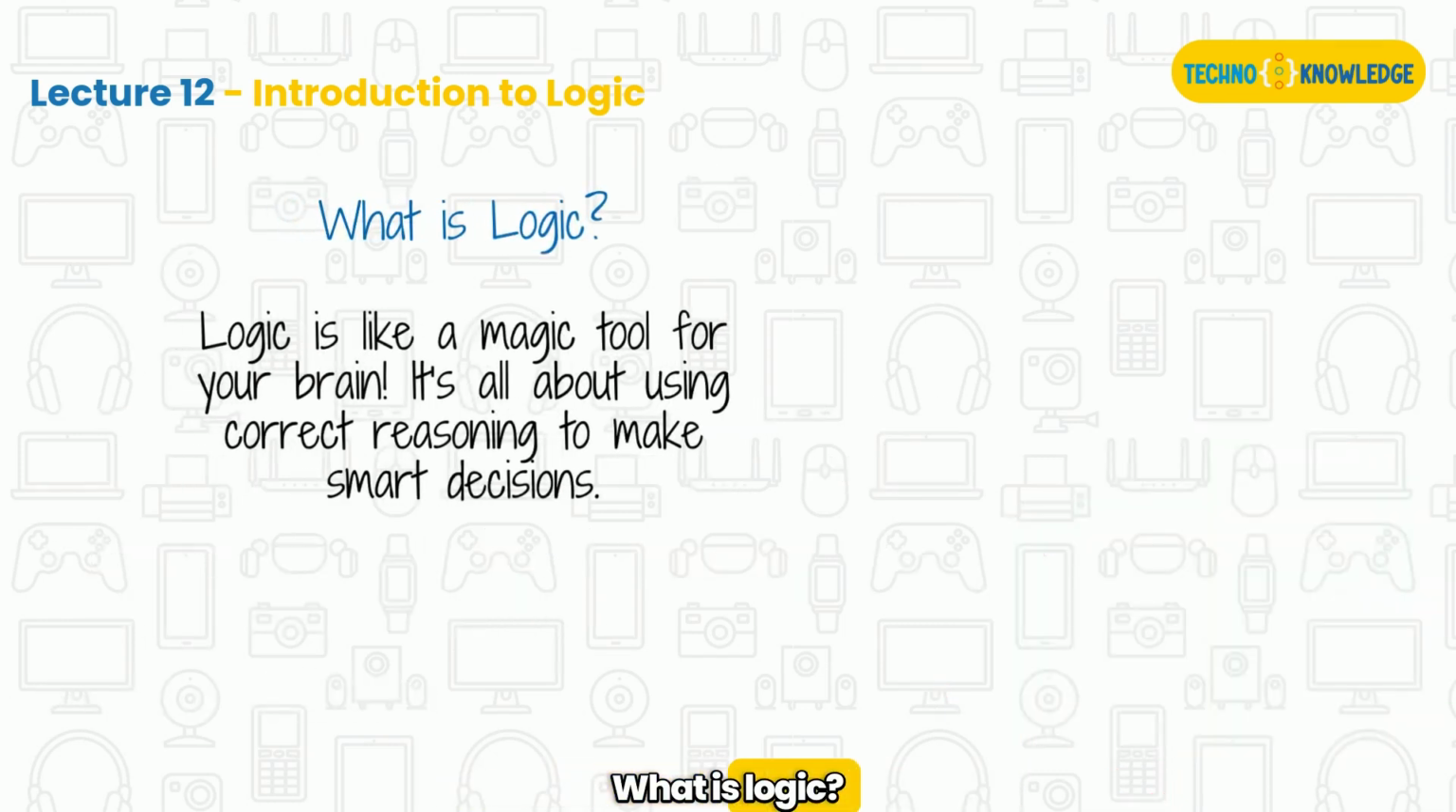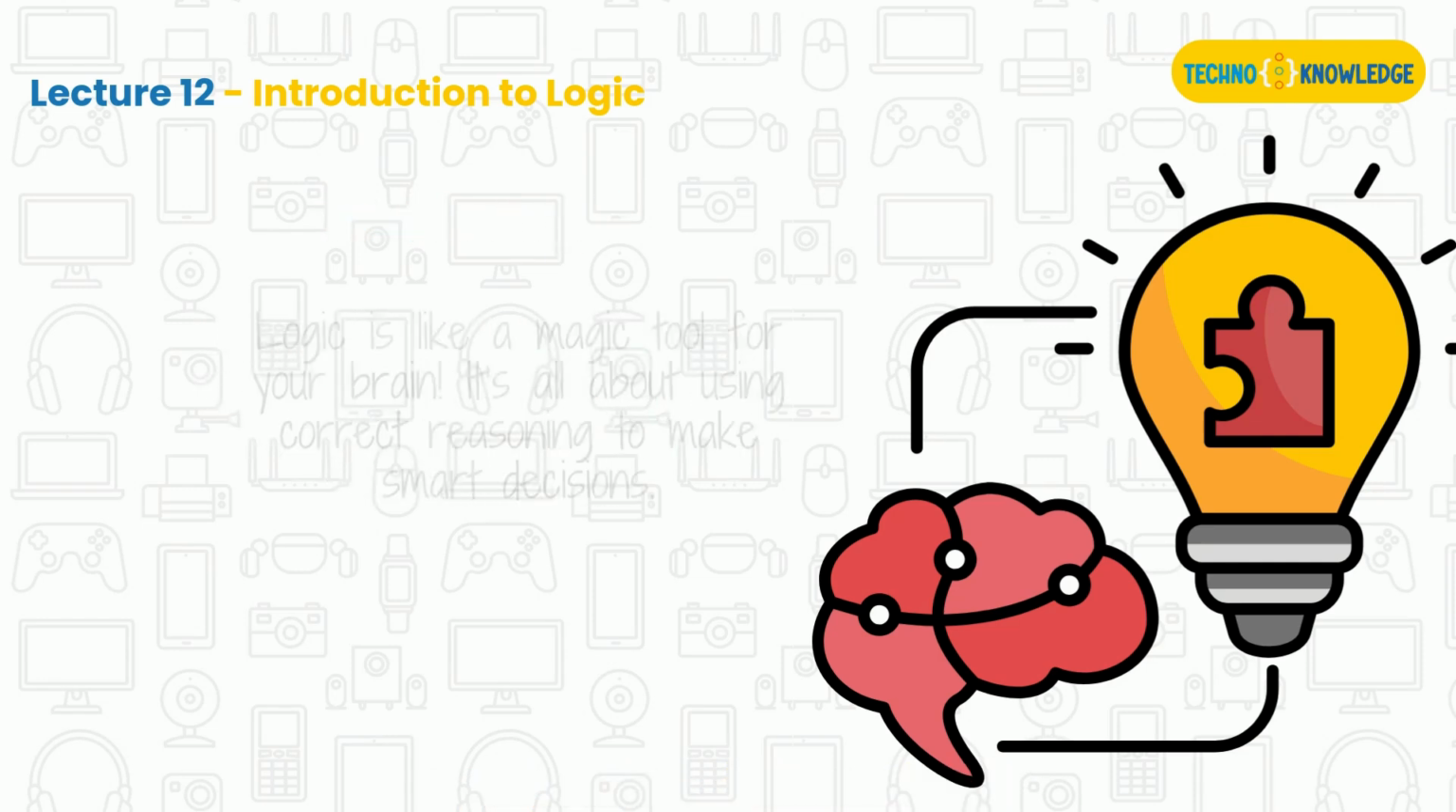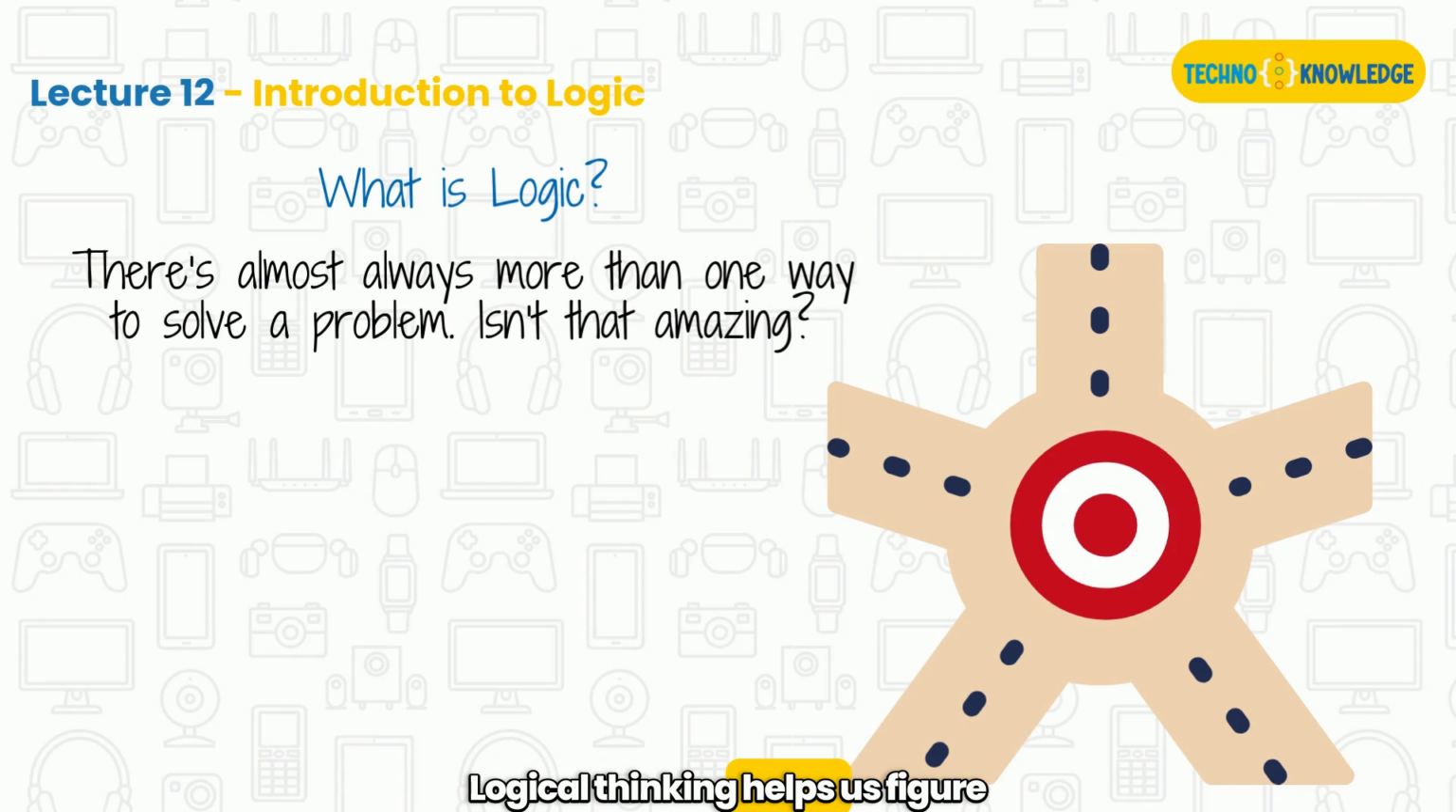What is logic? Logic is like a magic tool for your brain. It's all about using correct reasoning to make smart decisions. When you solve a problem, the way you think about it is called logic. Logical thinking helps us figure things out by using reasons. And guess what? There's almost always more than one way to solve a problem. Isn't that amazing?